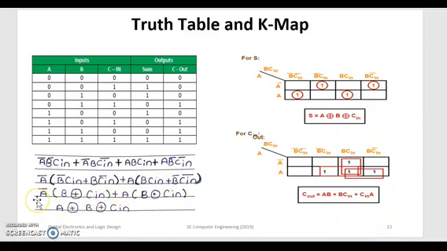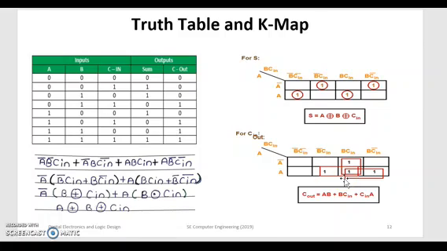So you have the equation now as A bar (B XOR C in) plus A (B XOR C in), which can also then be written as A XOR B XOR C in. So that's why for sum the equation is A XOR B XOR C in. Now see for C out, I have placed the ones.